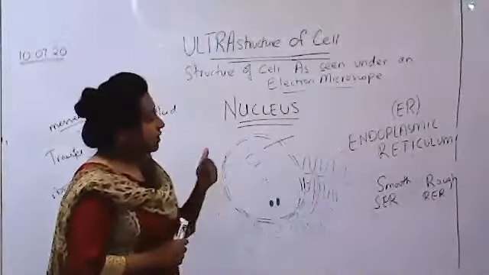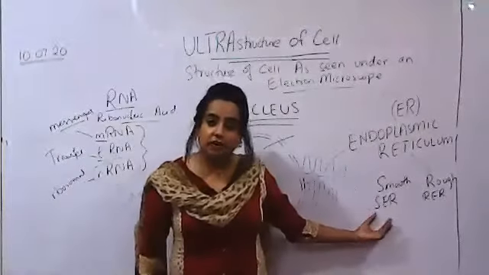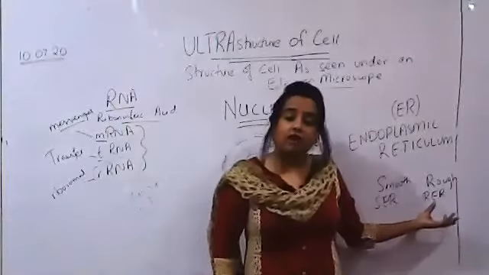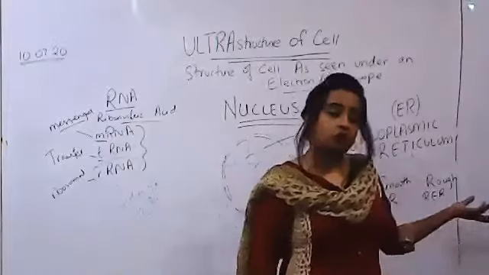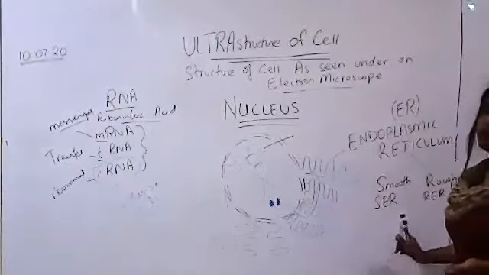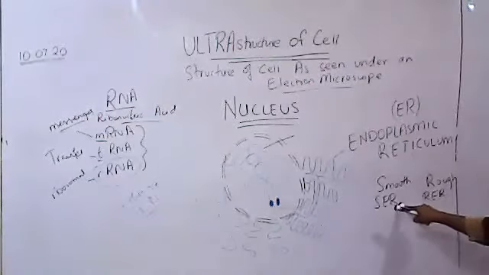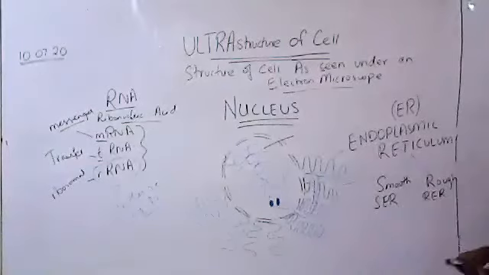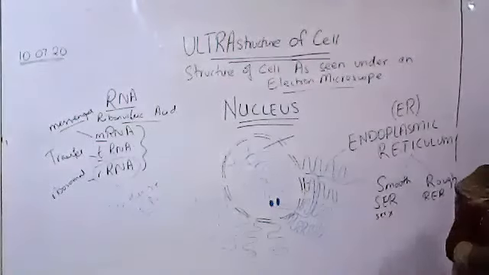Then there are two types of ER, I told you, smooth ER or SER and rough ER or RER, right? If you have to use the abbreviation, you have to use capital letters. You're not supposed to be using small letters, that would be considered wrong, right? So ER, capital ER, SER, capital S, capital E, capital R. If you write it in small letters, you'll not get a mark for it, right?